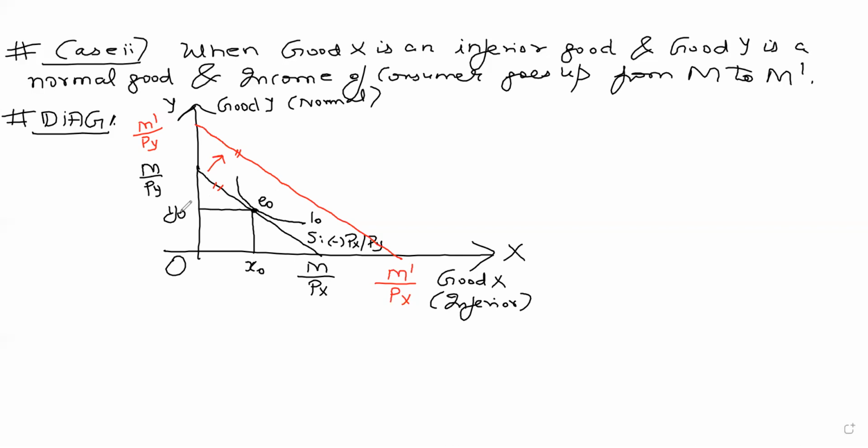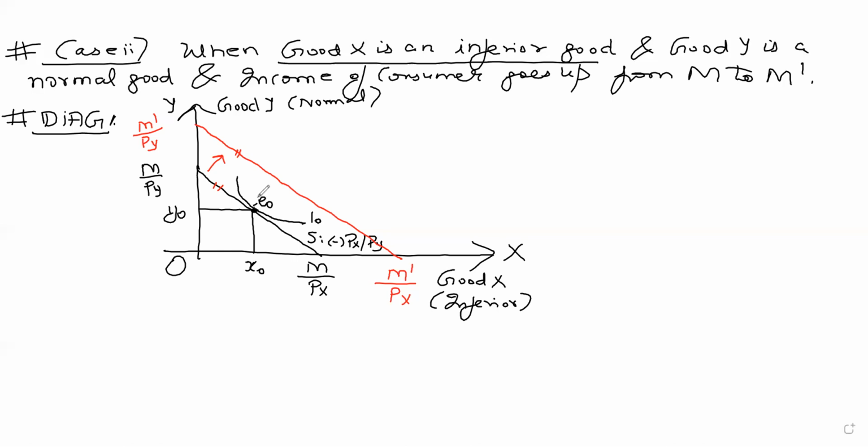Now when your income goes up, good X now is an inferior good. And all of you can recall, inferior goods have inverse relationship with income. So when your income goes up, demand for inferior goods is going to go down. That means when your income has gone up, demand for good X should fall, but demand for good Y should rise. So where will my indifference curve come?